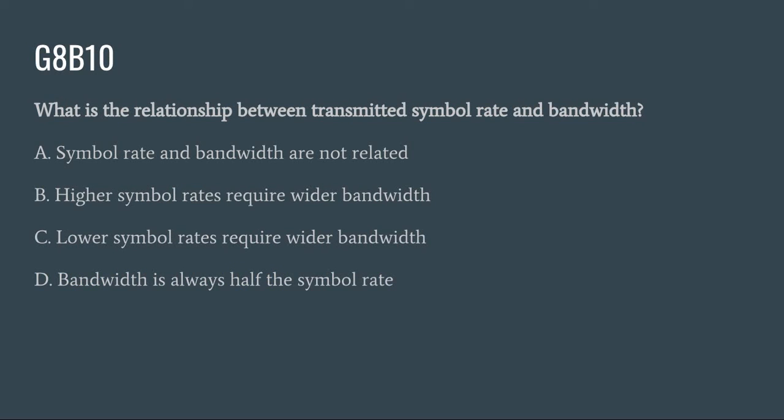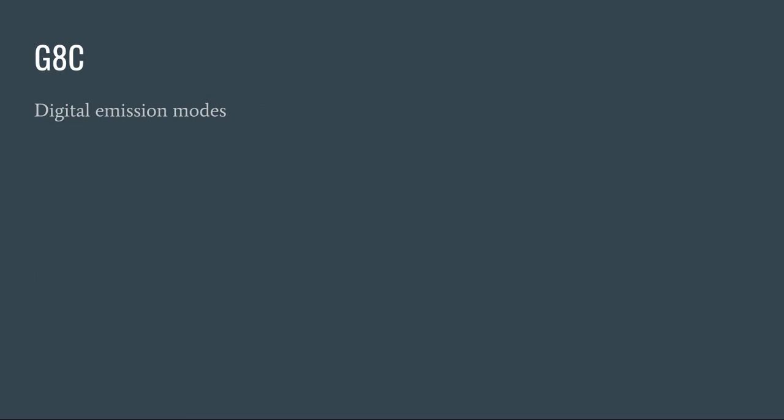G8B10. What is the relationship between transmitted signal rate and symbol rate and bandwidth? A. Symbol rate and bandwidth are not related. B. Higher symbol rates require wider bandwidths. C. Lower symbol rates require wider bandwidths. Or D. Bandwidth is always half the symbol rate. Correct answer B. Higher symbol rates require a wider bandwidth.